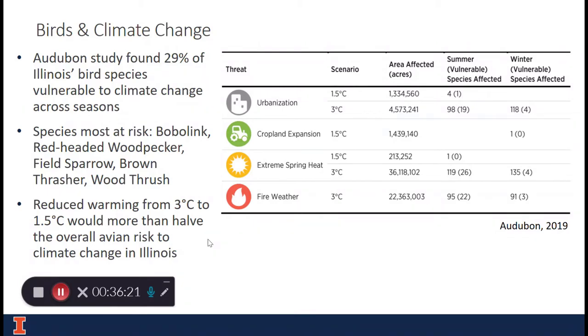So when we talk about those goals that we need to meet as far as carbon dioxide concentration reduction and overall warming, reducing the overall amount of warming in the 21st century, it's not just doing that to make less climate change. It has tangible impacts on how climate change affects our native natural ecosystems. And in this case, reducing that warming can make a significant difference when it comes to avian species here in Illinois.